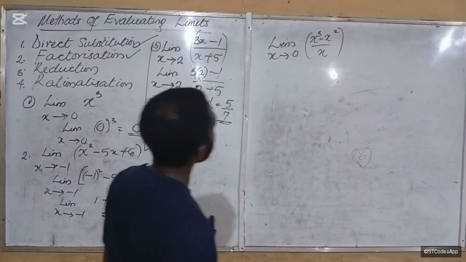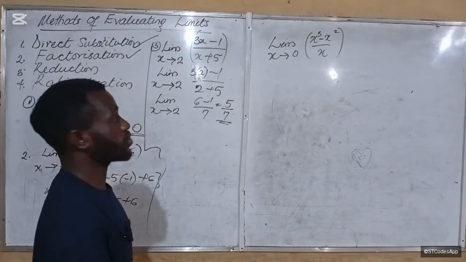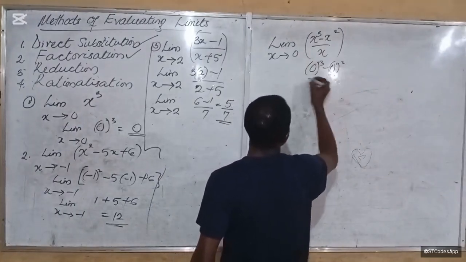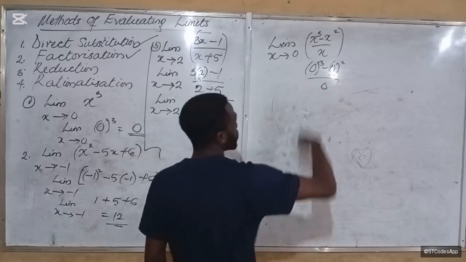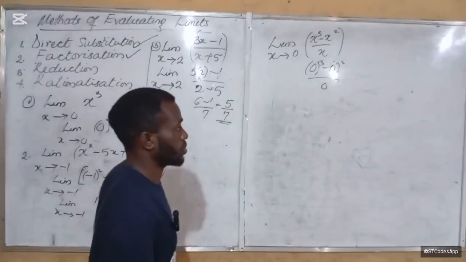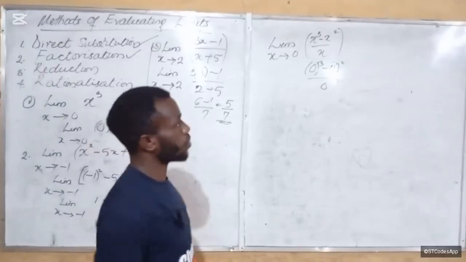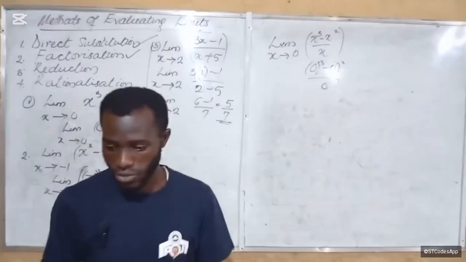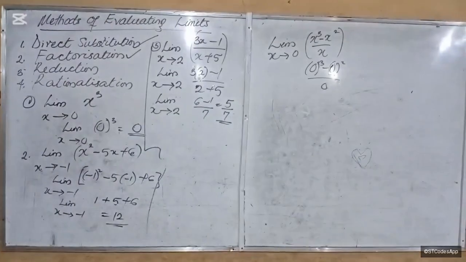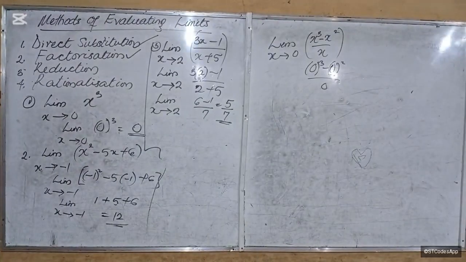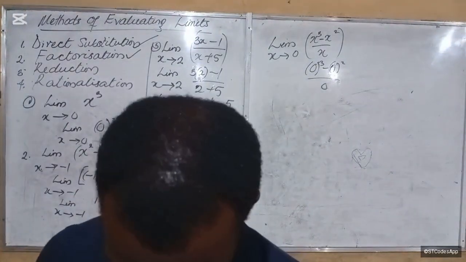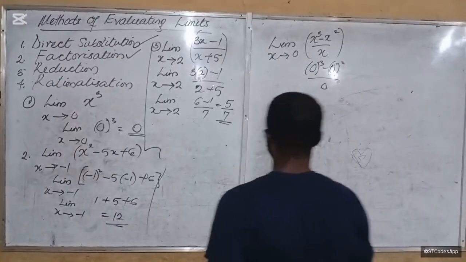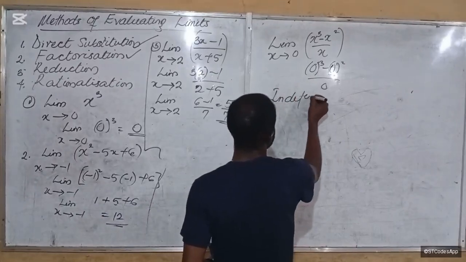If we directly substitute, we are going to have 0 cubed minus 0 squared over 0. So this is going to give us an indeterminate form. Maybe I should give you the indeterminate forms now. I wrote them down somewhere, so that you know when a function is indeterminate and when it is determinate. So now, the indeterminate forms.